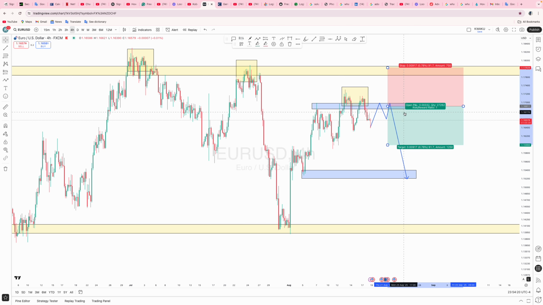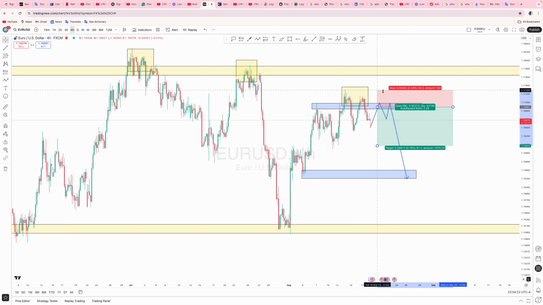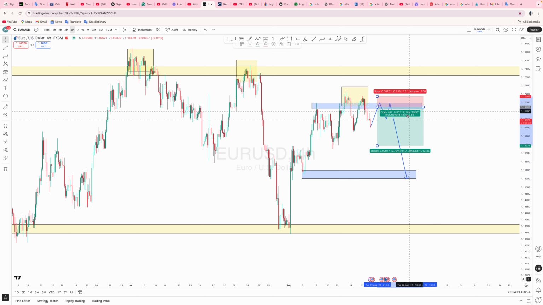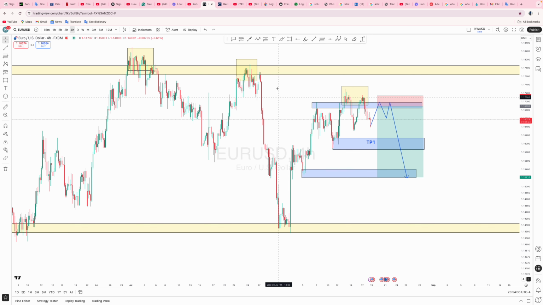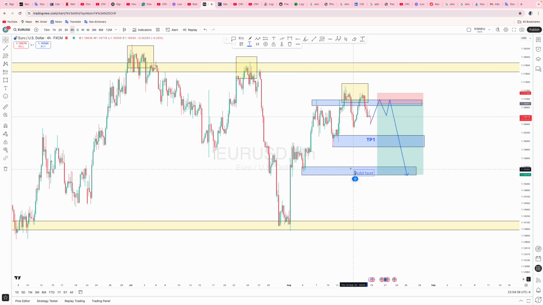Now, when price presents itself like that, my first take profit will be here, and then my last take profit will be the last support here. So this will be my first TP, and then my last TP will be here.